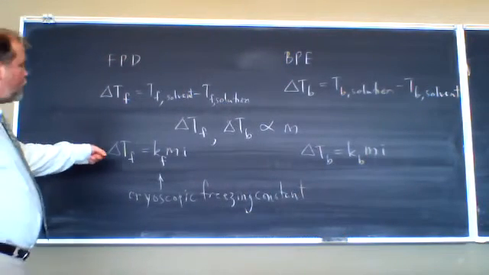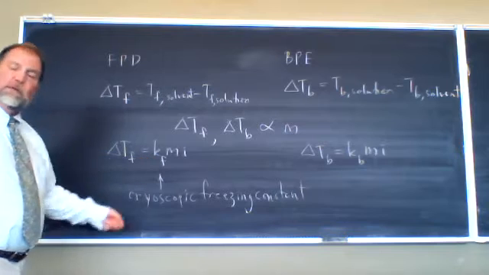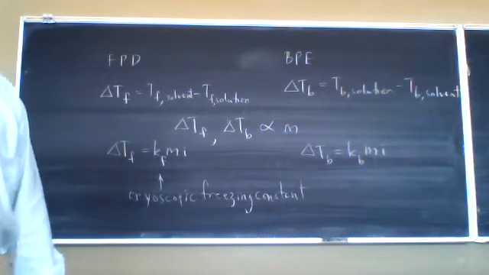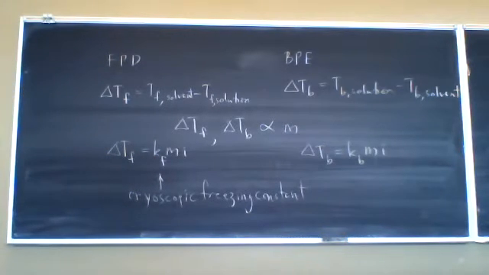So the cryoscopic freezing constant, K_f, is different for different solvents. For water, it's 1.86. For benzene, it's 5.5. Oh, wait, I'm sorry. For benzene, it's 4.9. Right? You don't have to memorize those numbers. They'll always be given to you on a test.